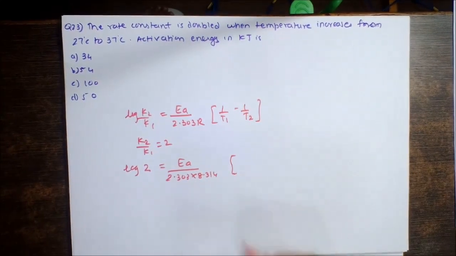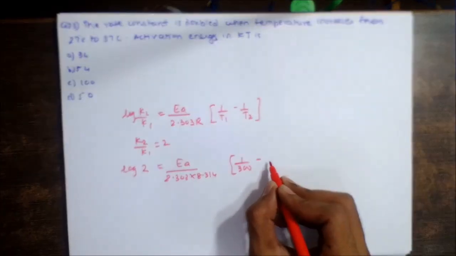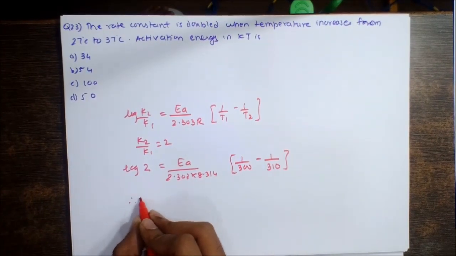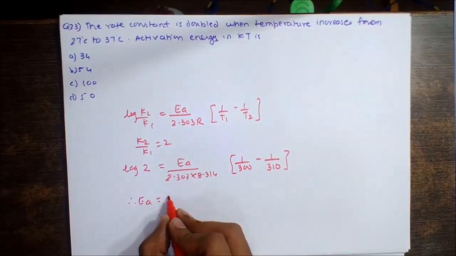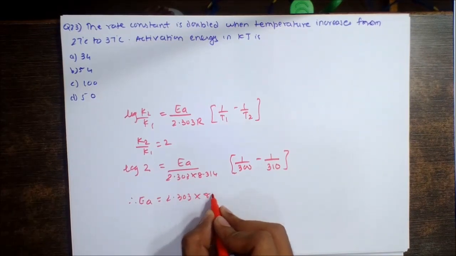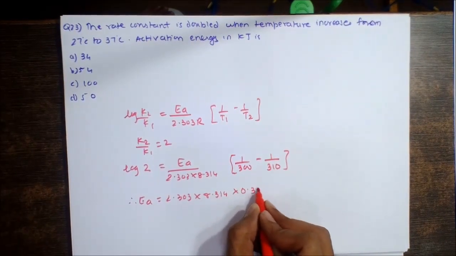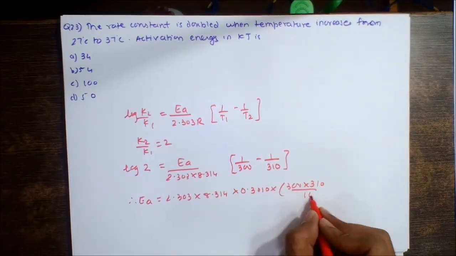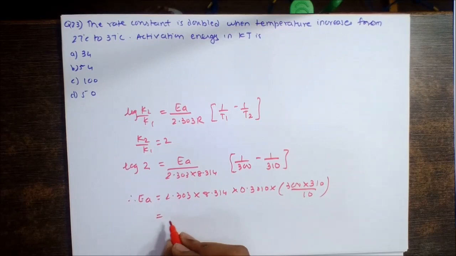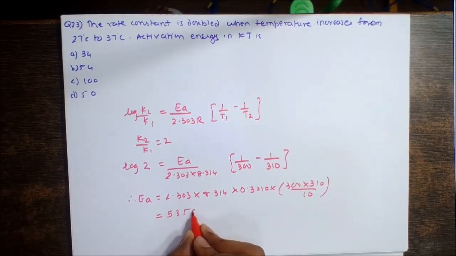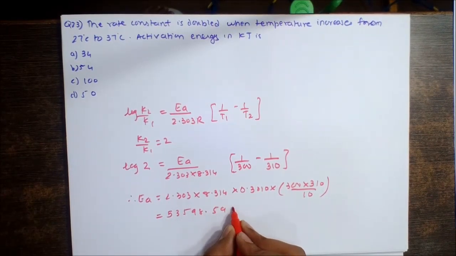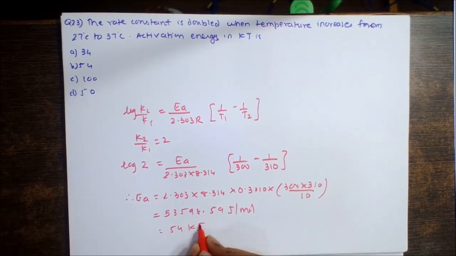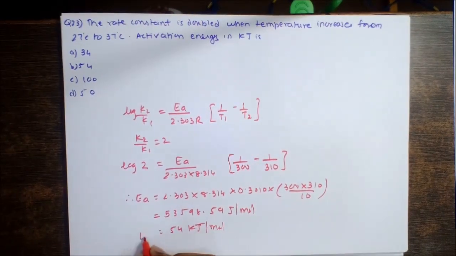T1 is 27 degrees Celsius, which is 300 Kelvin. T2 is 37 degrees Celsius, which is 310 Kelvin. Therefore, EA would be equal to 2.303 into 8.314 into 0.3010 into 300 into 310 upon 10, which equals 53598.59 joule per mole, which can be written as 54 kilojoules per mole.